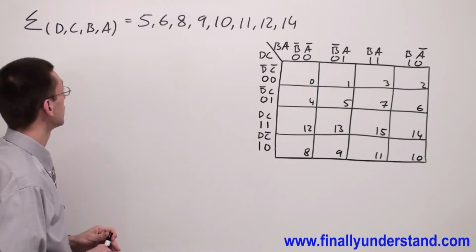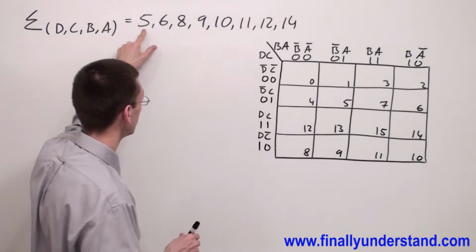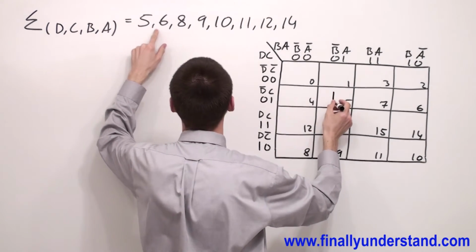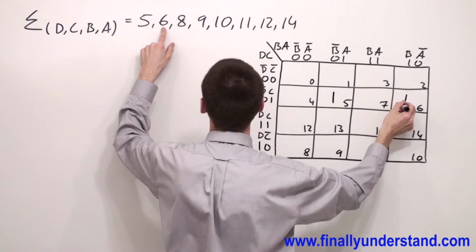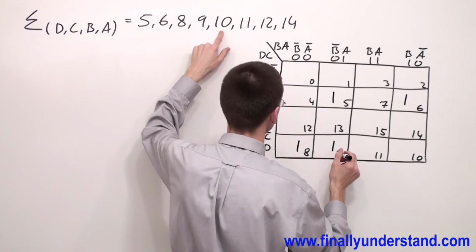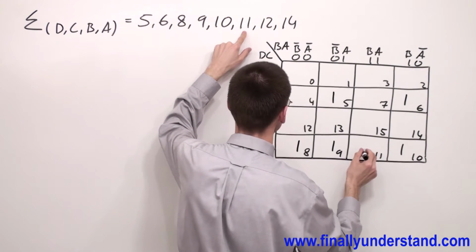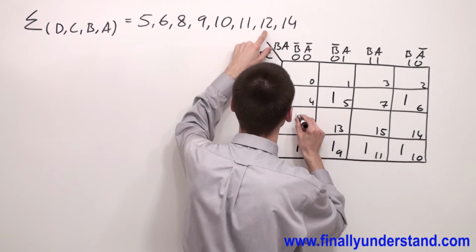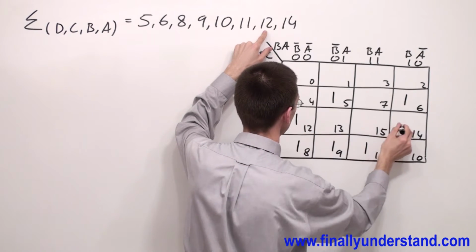We're going to have ones in the following cells: 5, 6, 8, 9, 10, 11, 12, and 14.